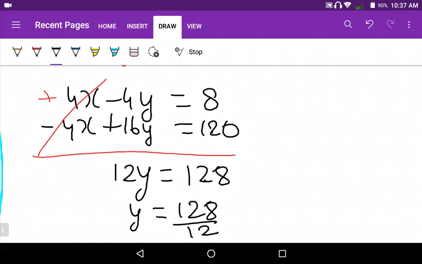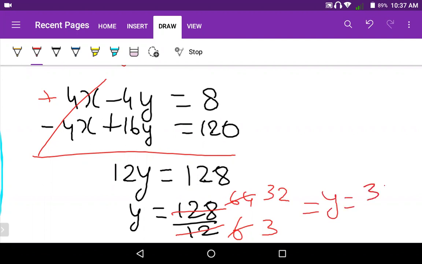So if you are getting big numbers here, you can simplify the number, something like this. 2 6s are 12, 2 4s are 8, 2 3s are 6, 2 3s are 6, 2 2s are. So what is the simplified answer? y is equal to 32 by 3. Understood? y is equal to 32 by 3. Yes or no?